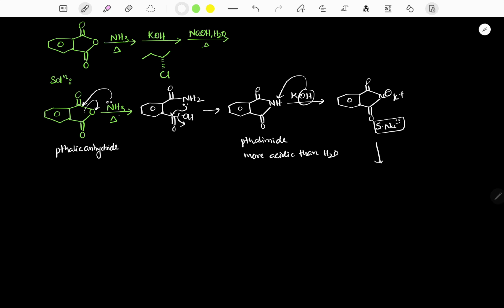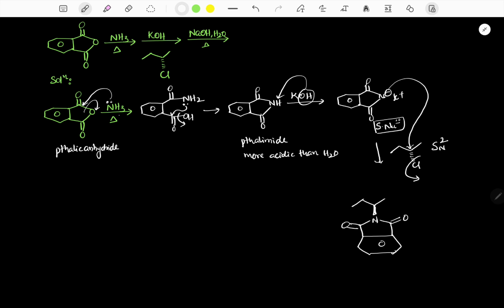When it is treated with alkyl chloride, SN2 reaction takes place. Therefore, the N lone pair, the negative charge, attacks, and the leaving group will leave. The corresponding product has the nitrogen above the plane, with C double bond O, C double bond O. So it is an N-alkyl phthalimide.